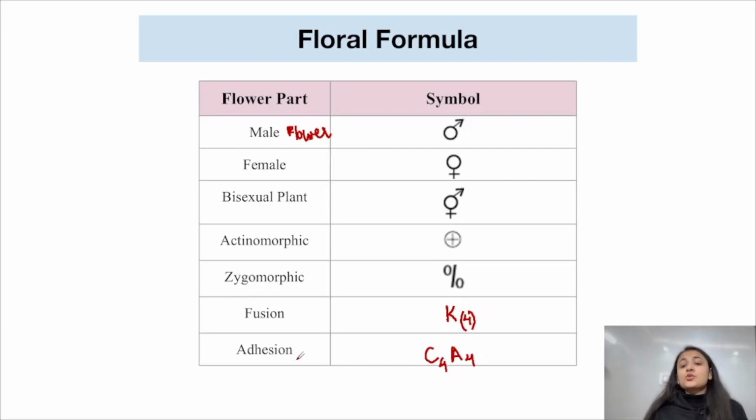If we want to show adhesion, that is the epipetalous condition, we can draw a sign like this. This symbol is showing adhesion. That means that the stamens are fused with the petals, with the corolla. So this was about the different floral symbols.